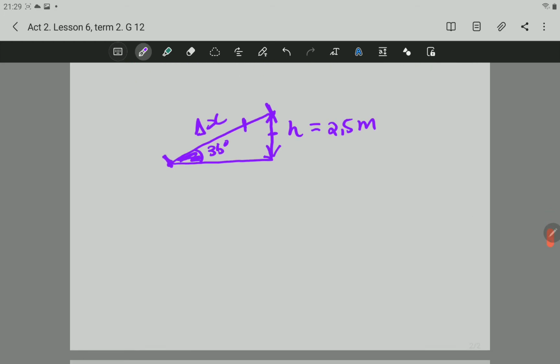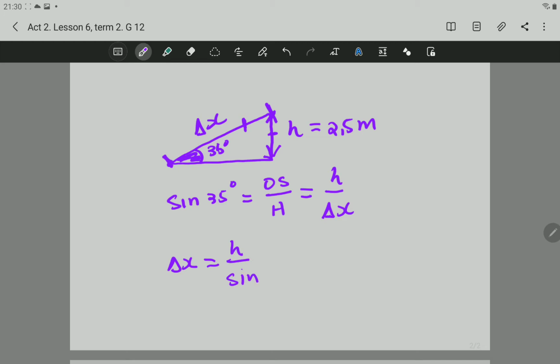Okay, so you can say that sine of 35 degrees is equal to the opposite side over the hypotenuse. What is the opposite side? h. What is the hypotenuse? Delta x. If you rearrange this one, you get that delta x, the displacement, is equal to h divided by the sine of 35 degrees. Okay, now we can substitute the values.